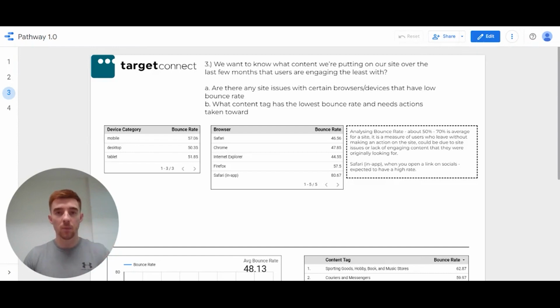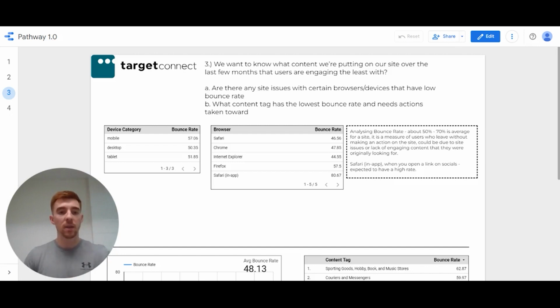For the third task, we want to have a look at what content we're putting on our site, especially over the last few months, that users are engaging the least with. First thing we want to do here is to check if there are any site issues with certain browsers that have a high bounce rate. If there is, it could potentially mean that a site's not optimized. Say if your mobile devices have a high bounce rate. If the page isn't loading properly, users are more likely to leave quickly, and then we'd have an issue there.